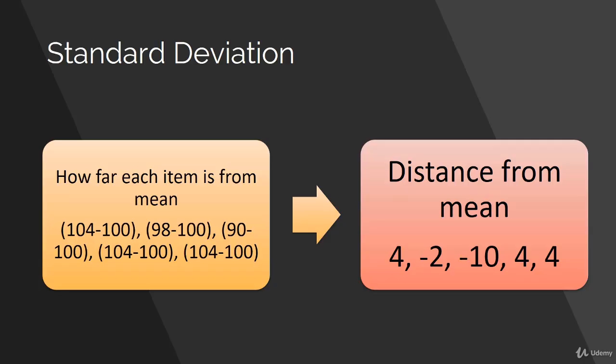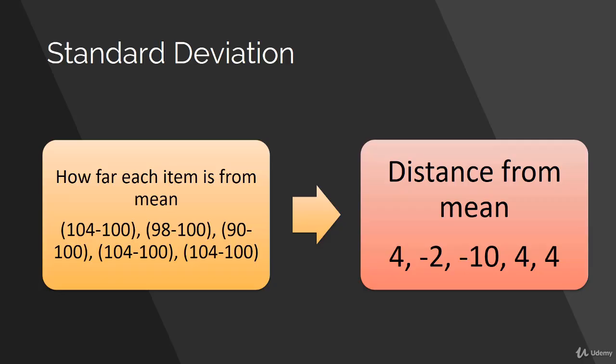Step number 2 is to find out how much each of these numbers is away from the mean. So the first number was 104. How much is this away from 100? That will be 104 minus 100. The second number was 98. How far is it from 100? That's 98 minus 100, and so on. So you find out how much each of these numbers is away from the mean. And those distances are here on the right, which is 4, minus 2, minus 10, 4 and 4.